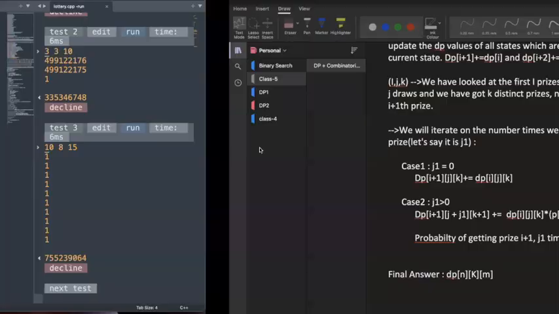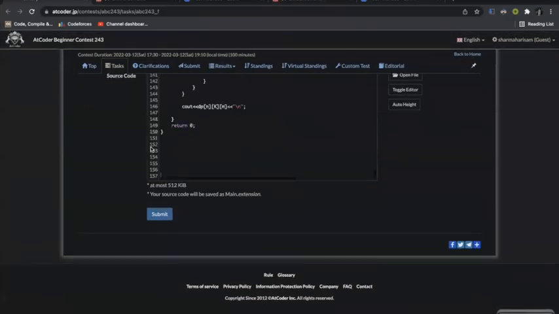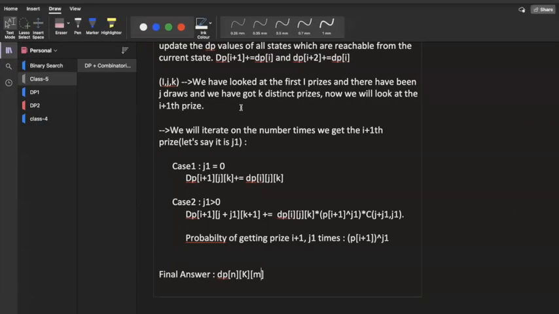Let's just try to submit it. All right, so this works. Great. So yeah, this basically completes both the problems that I had in mind today. So that is it for today.